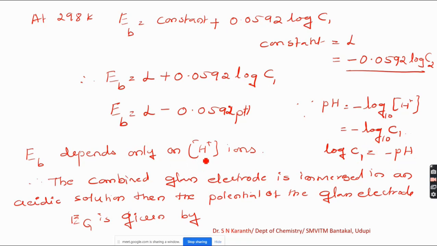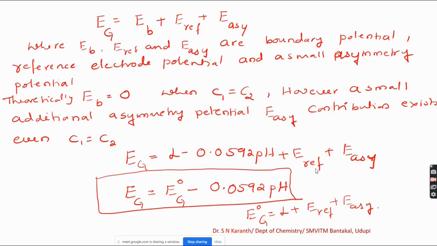So this is a portion of the glass electrode potential. The glass electrode potential is the combined form of three components. When it is immersed in an analyte solution, an acidic solution, the potential of the glass electrode Eg is given by Eb plus E reference plus E asymmetry, where Eb is the boundary potential, E reference is the reference electrode potential, and E asymmetry is the asymmetry potential.